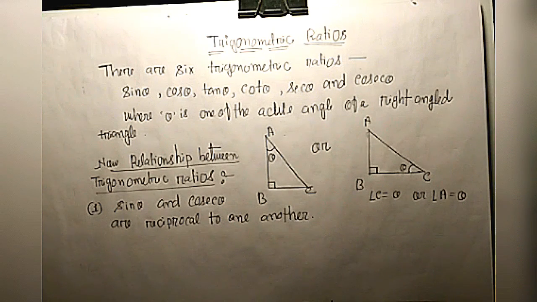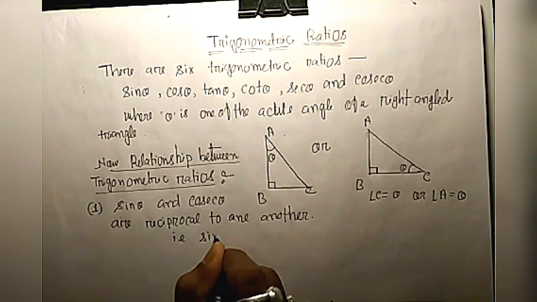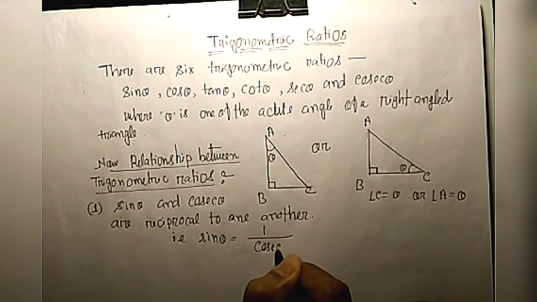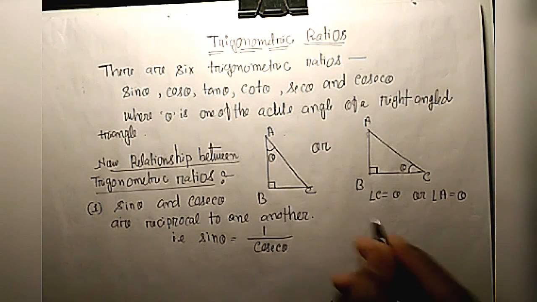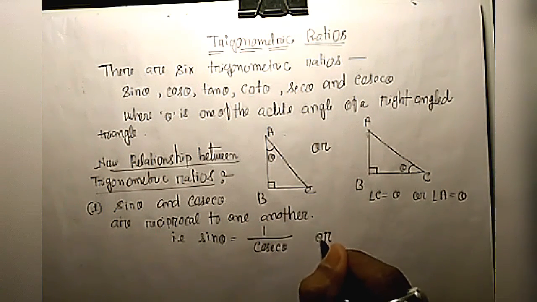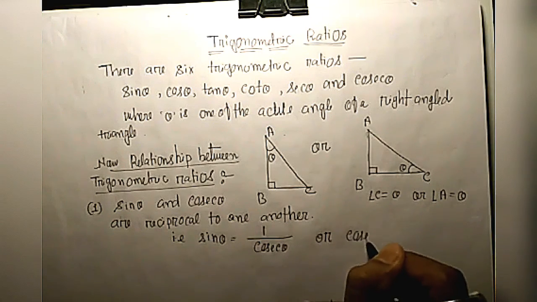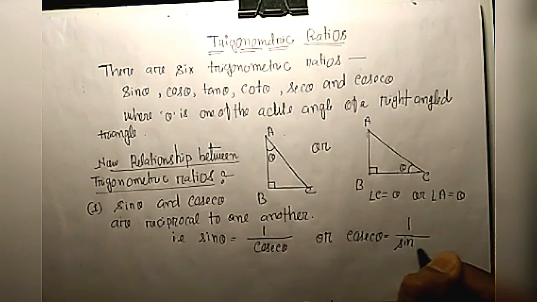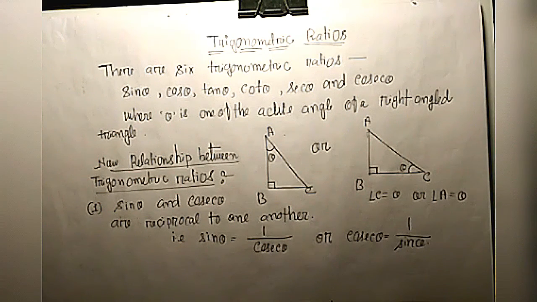So reciprocal means that is sin theta. We can write sin theta is equal to 1 by cosec theta. Sin theta we can write 1 by cosec theta because they are reciprocal. Similarly, cosec theta is also equal to 1 by sin theta because they are reciprocal to one another. So sin and cosec are reciprocal.